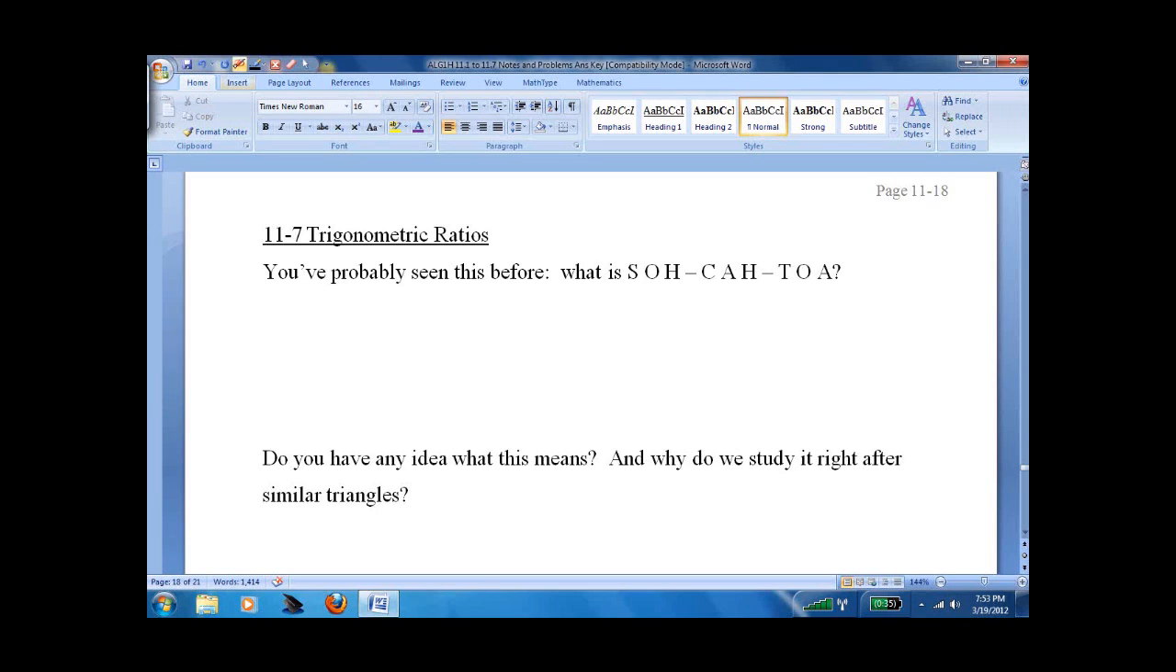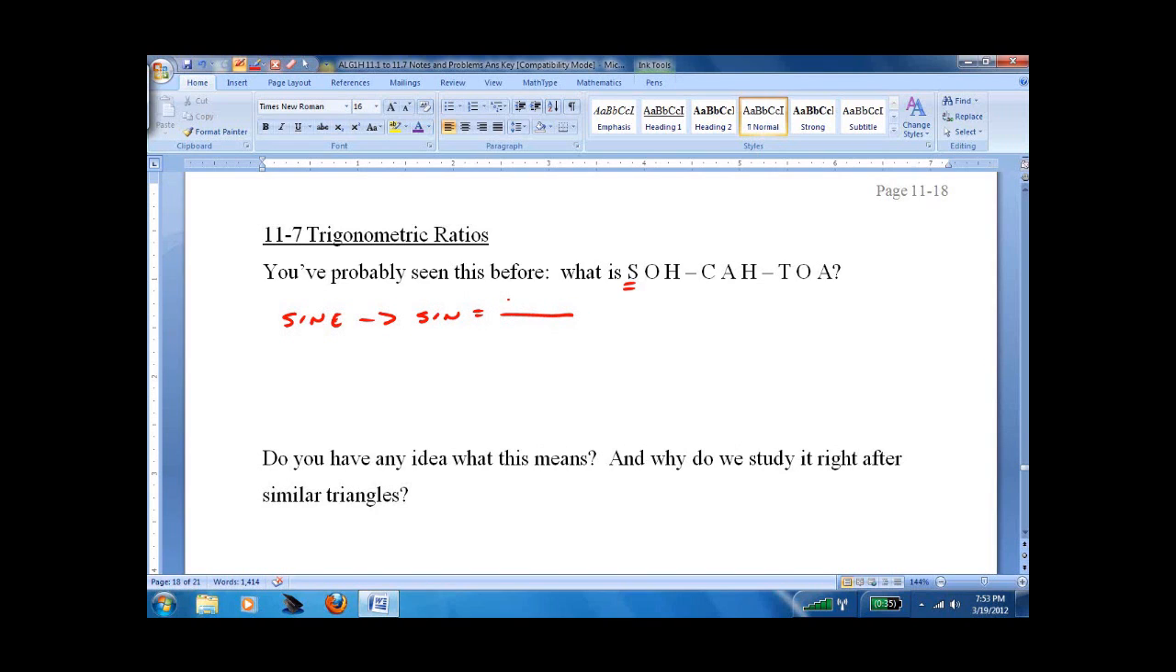So, there's three ratios. The S stands for sine. We write it as sine, and it is equal to, in a triangle, the opposite over the hypotenuse. And you might wonder what that means, and I'll show you in a little bit.